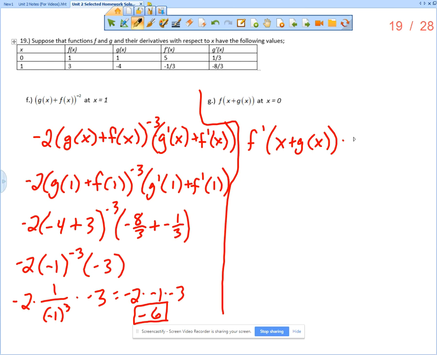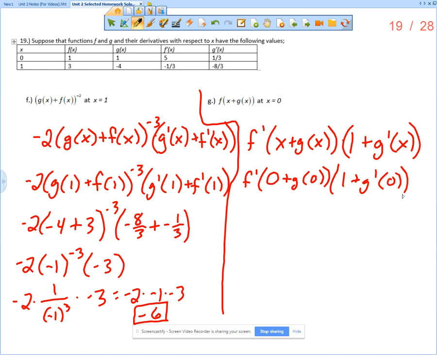All right, what's the derivative of x? It's 1 plus the derivative of g, g prime of x. Now, important to remember, the 1 plus g prime is being multiplied by the f prime of x plus g of x, so you have to use parentheses there. All right, so now I want this at x equals 0. So f prime of 0 plus g of 0 times 1 plus g prime of 0.